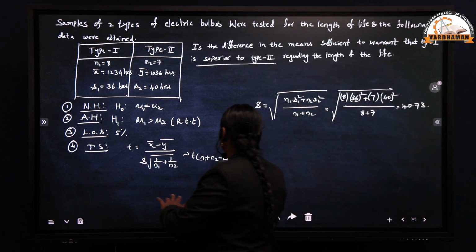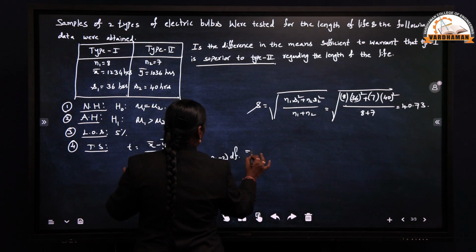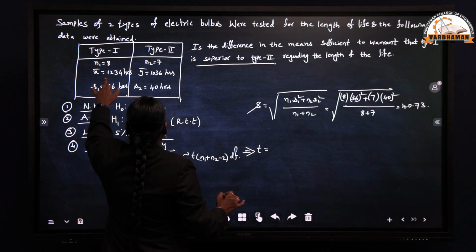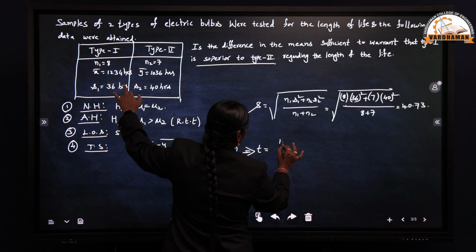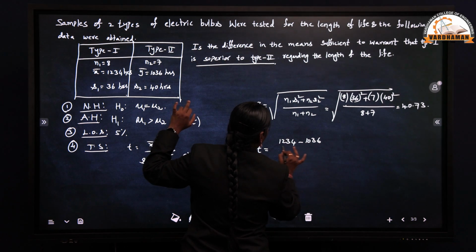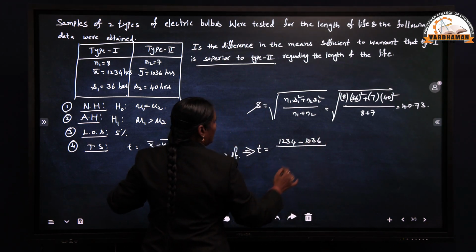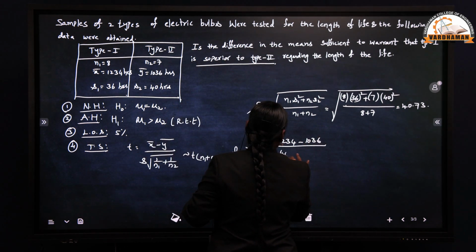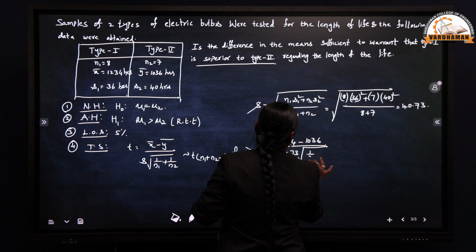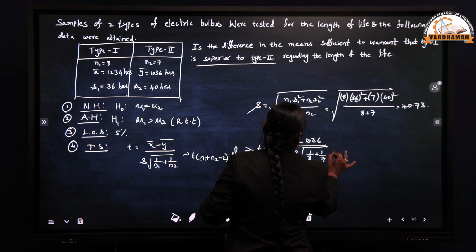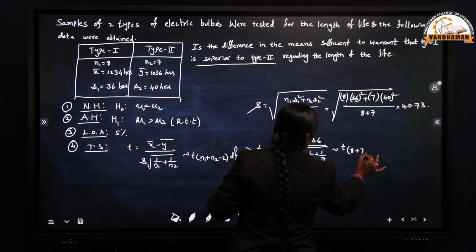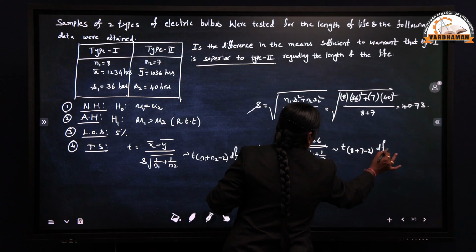So now we substitute these values in the given test statistic. That is, t is equal to x bar, the first sample mean, 1234, minus 1036, divided by the value of s we got here, 40.73, times the square root of 1 by 8 plus 1 by 7. It follows t with n1 plus n2 minus 2, that is 8 plus 7 minus 2 degrees of freedom.